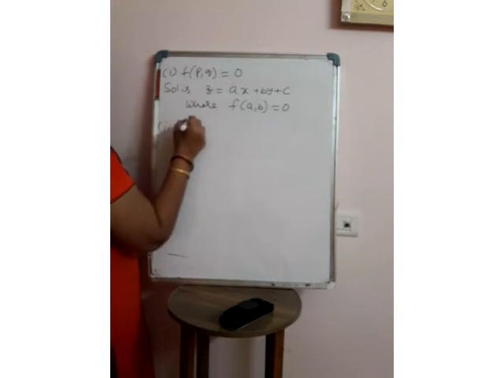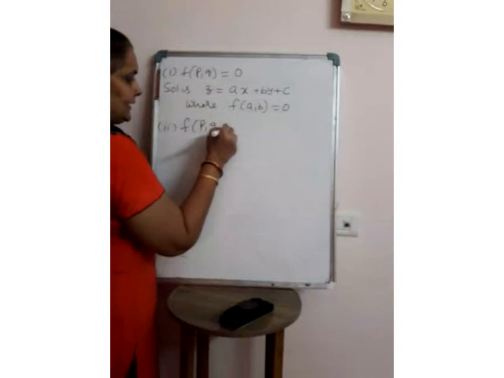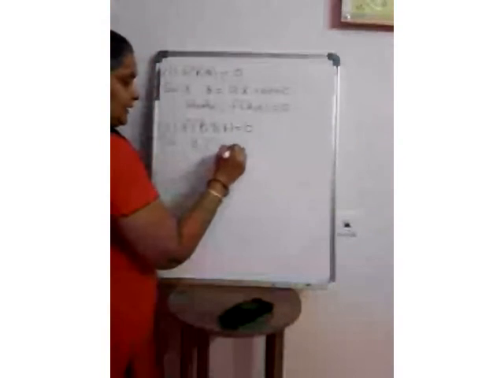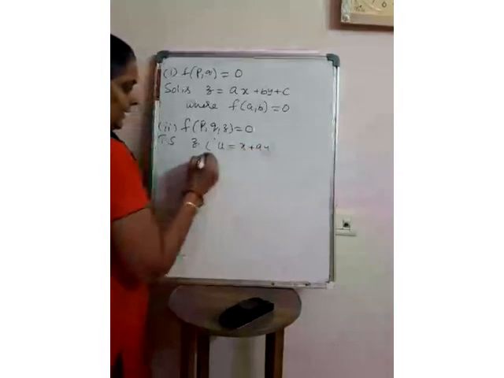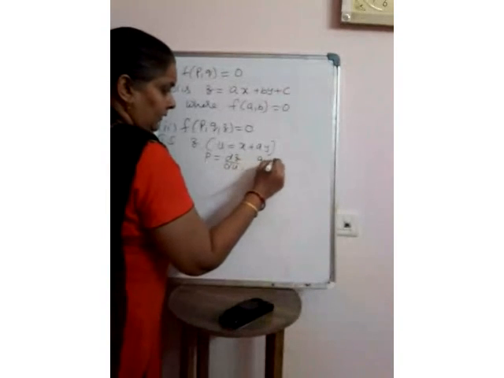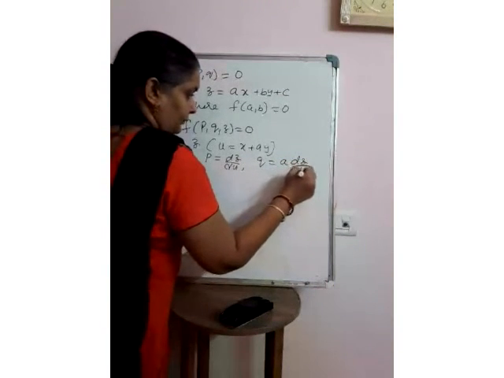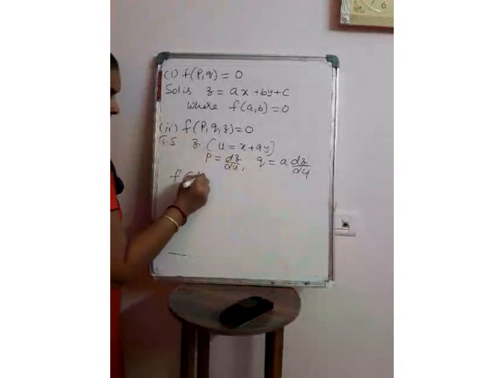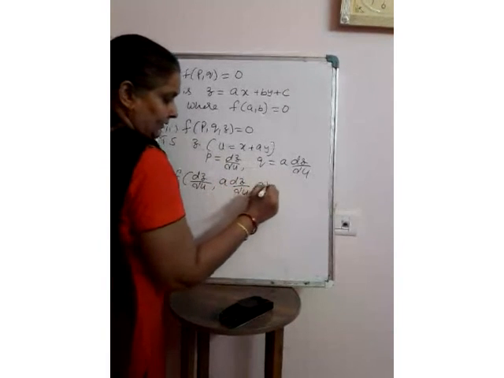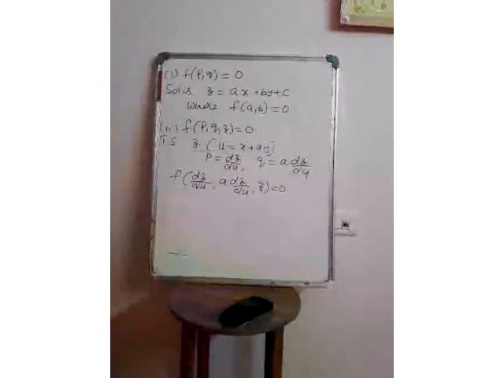The second one is an equation consisting of p, q, z, f of p q z is equal to 0. As a trial solution, we assume z, which is a function of u, where u is equal to x plus ay. Wherever you come across p, we replace it by dz by du. Wherever you come across q, we replace it by a dz by du. So the equation becomes f of dz by du, a dz by du along with z. You can observe that the equation reduces to a first order, first degree differential equation, and then we can solve it by using any method which is applicable to the problem.